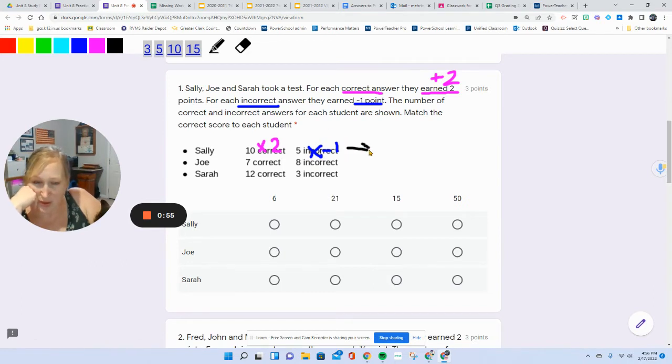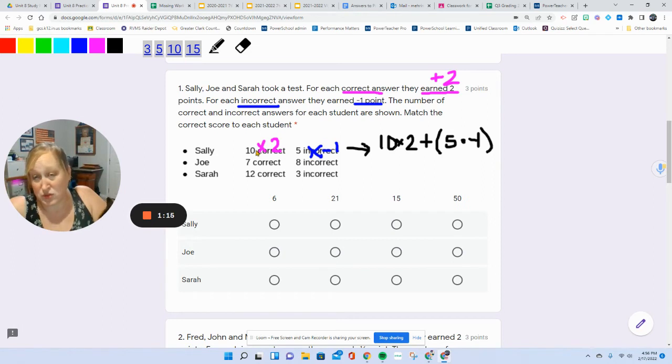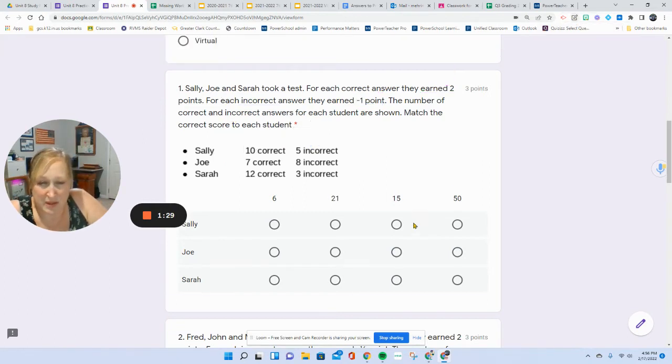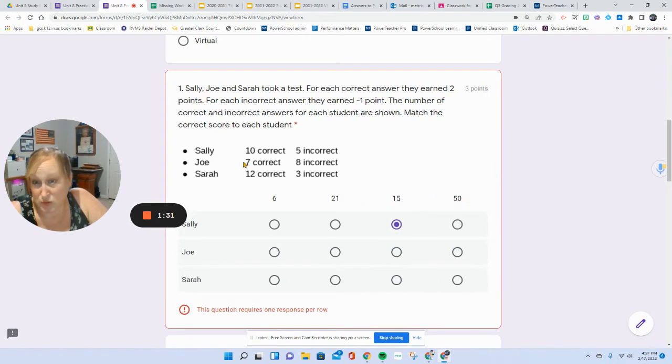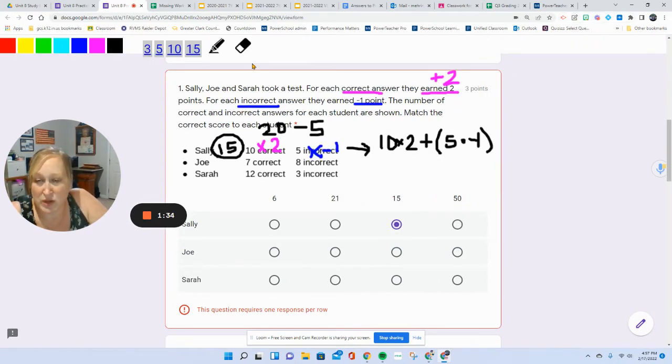So, in order to make that happen for this first person, that would be 10 times 2. And then we're going to add the 5 times negative 1. Now, what a lot of kids were doing is that they were just recognizing that this is 20 points, and this is 5 times 1. They lose 5 points. So Sally got 15. Okay. I know that I've done this a couple of different ways in the classroom, and I might have had some errors, so that's why I'm doing this. Again, making sure that we understand it.